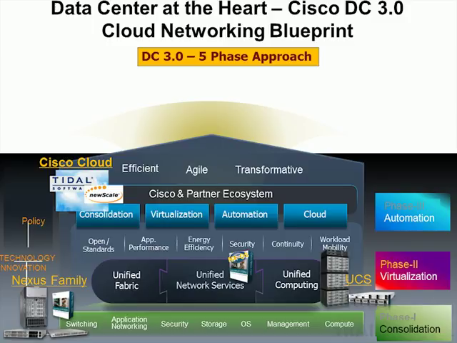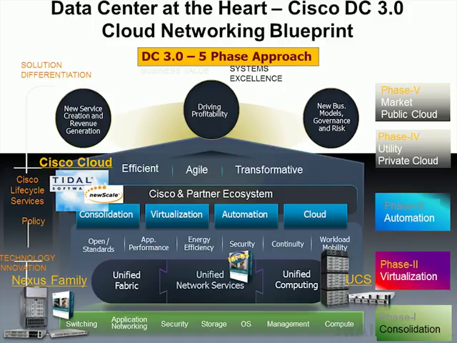Phase 3, automation. So Cisco's got things like Cisco Cloud. They went out and acquired NewScale. They acquired Tidal, a couple of big names in provisioning and automation. We'll talk about those at the end of this lesson, but it's important to know their names and what they do. And then the last two that they just glob up here is your Phase 4, which is what we call utility or private cloud, and then Phase 5, which is your public cloud.